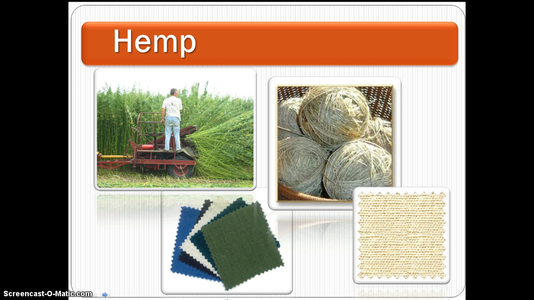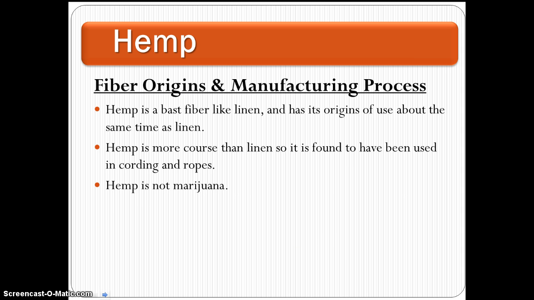Now back to some of our plant fabrics. Hemp is another one. Hemp is a bast fiber like linen, and its origins of use are about the same time as linen. Although hemp is more coarse than linen, so it was found to have been used in cording and ropes. It's actually extremely strong when wet, so on sailing ships it was a favorite.